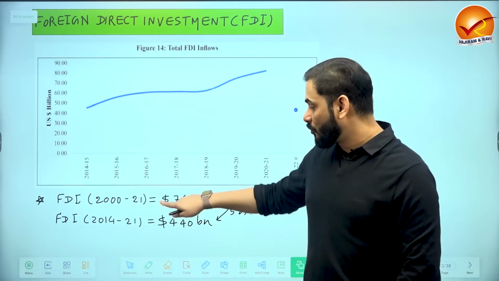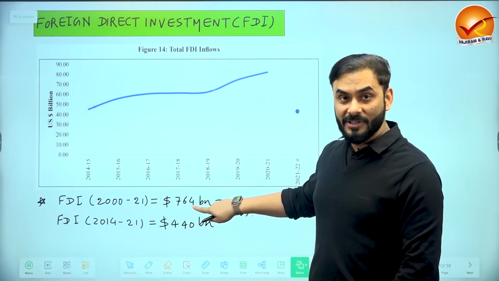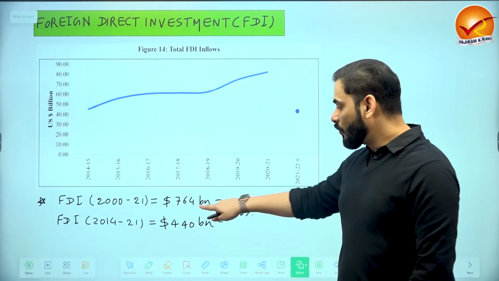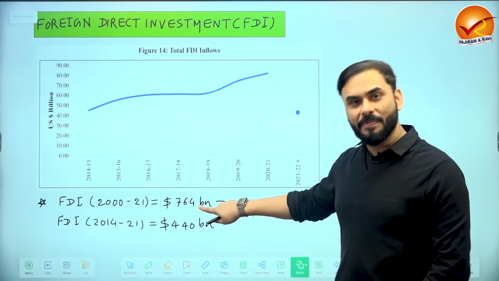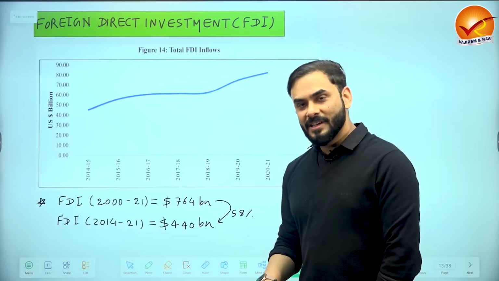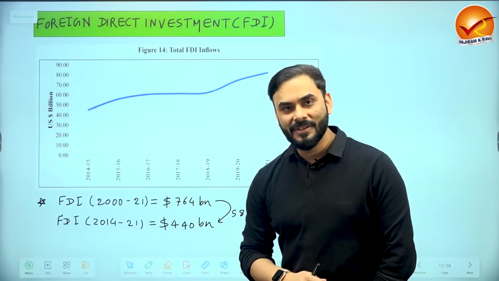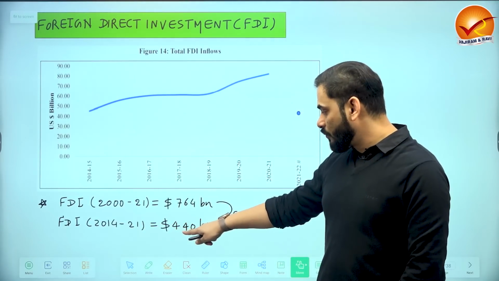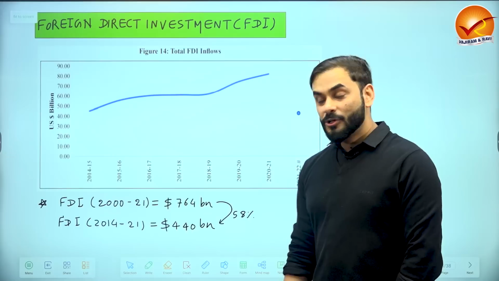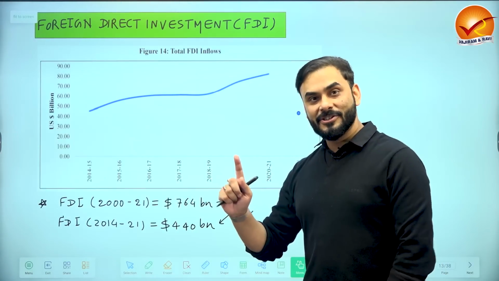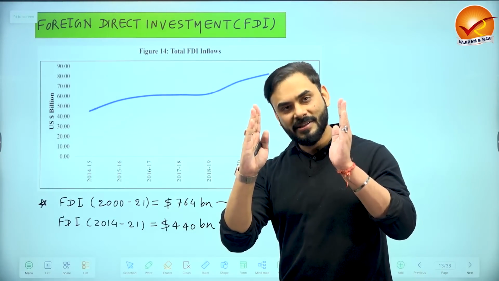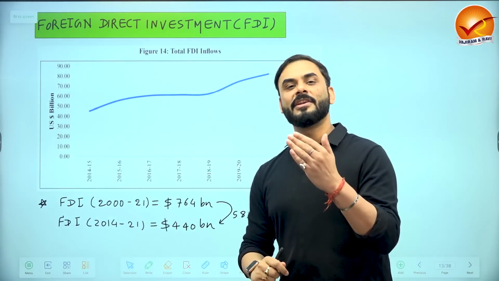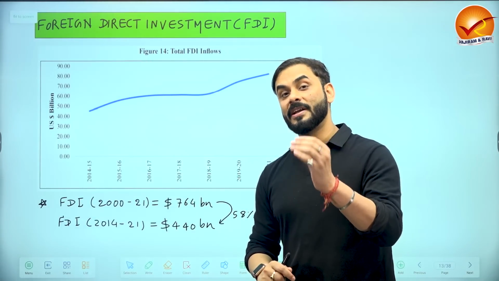Total foreign direct investment that we have received in the last 20 years is $764 billion. But close to 58 or 60% of this money we received just in the last 7 years, which means between 2014 and 2021, we received close to $440 billion. So in the last 20 years, we got this much, and in the last 7 years, we got 60% of this. In the last 7 years, the amount of foreign direct investment has been huge.